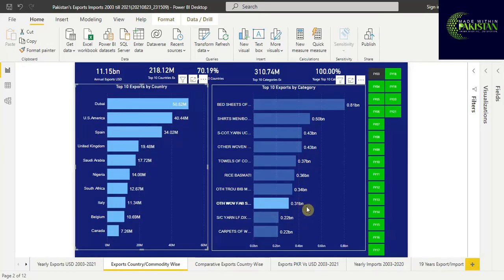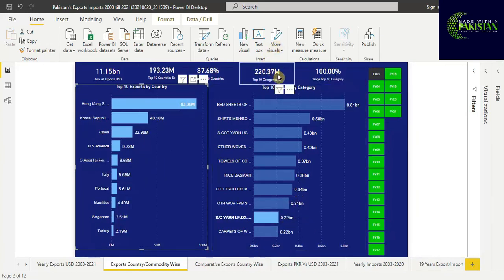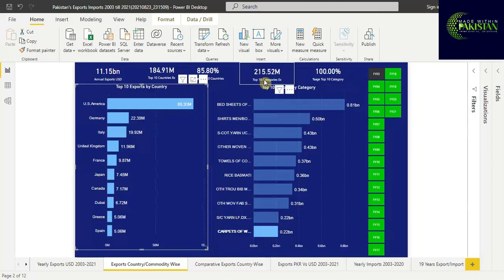Other woven fabric 310.74 million. Top 10 countries contributed 218.12 and percentage is 70.19. Yarn 220.37 million. Top 10 countries contributed 193.23 million and the percentage is 87.68%. And the carpets 215.52 million were exported. Top 10 countries contributed 184.91 million and the percentage is 85.80.